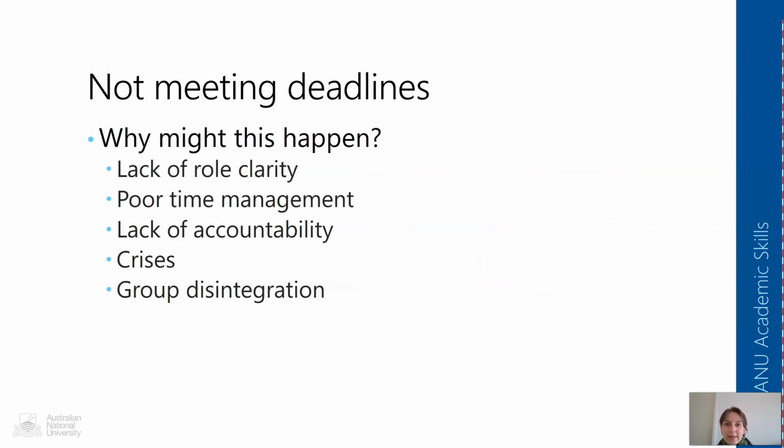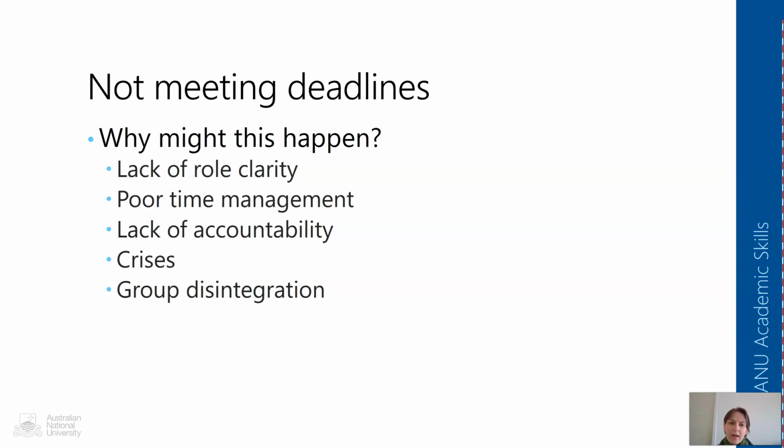So not meeting deadlines is another challenge, and that can often be to do with a lack of clarity around the roles, around what the expectations of the task are, as well as the expectations of how we are supposed to work as a group, how often we are supposed to check in, how often we are supposed to talk about it with each other.